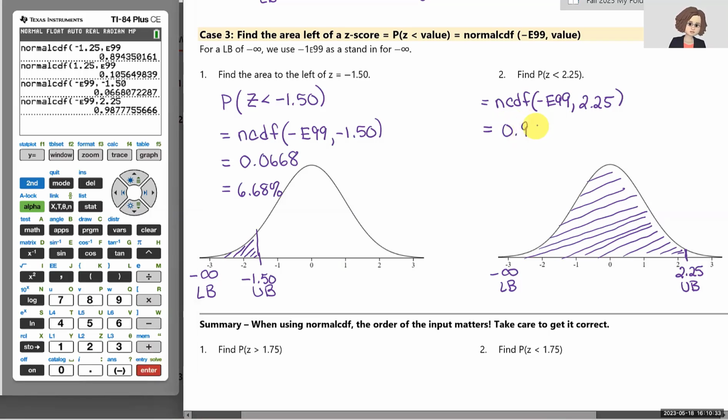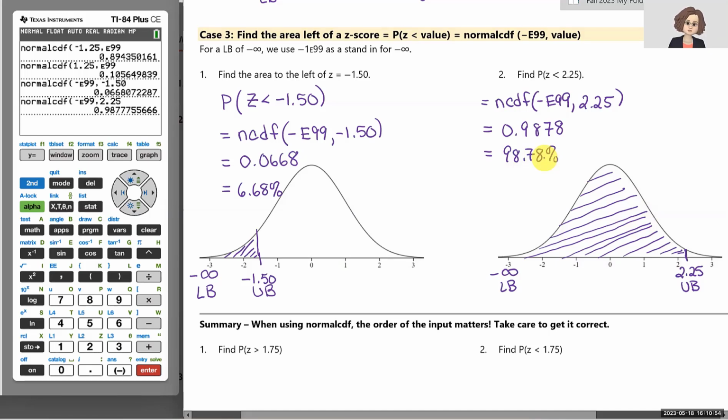It's 0.9878. In decimal, the whole graph would have an area of 1. In percents, this is 98.78%. In percent, the whole graph would be 100%. So we're getting close to the whole graph there.